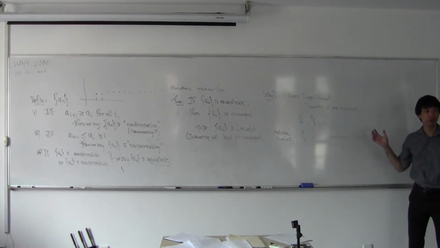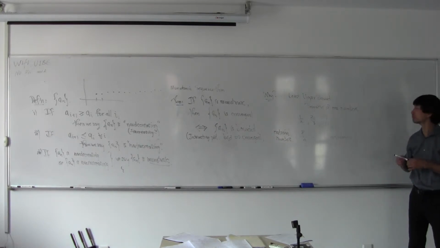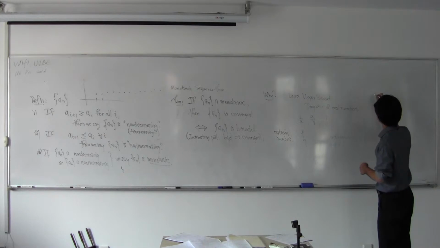Suppose that you're in the world of the rational numbers. Your entire world is only rational numbers. You don't have any irrational numbers. All your numbers are rational. And you say, let's look at the set of irrational numbers.